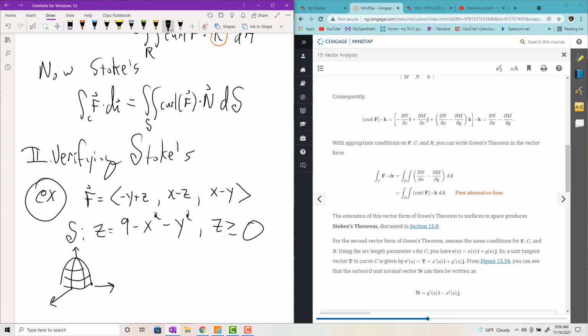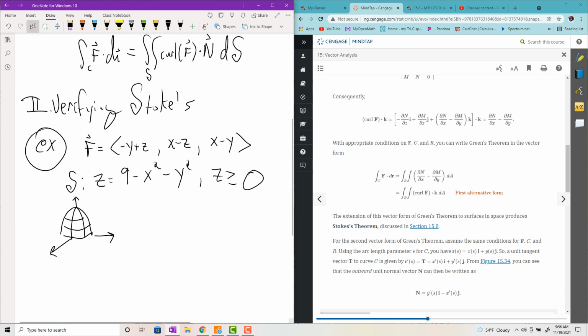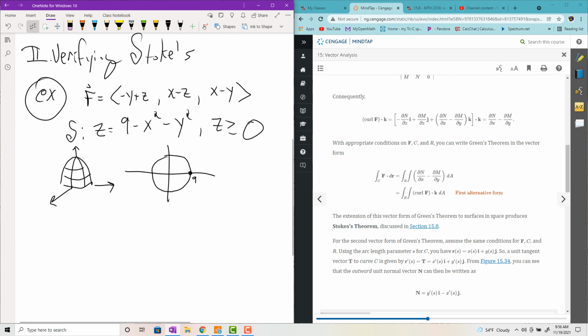And the projection onto the xy plane is just a circle with radius 9. So if we're doing a double integral, we'll need to be able to integrate over this region. Probably want to go to polar coordinates. Anyways, for the line integral, what we want to do is integrate around this boundary. And it just turns out that that boundary will be in the xy plane.